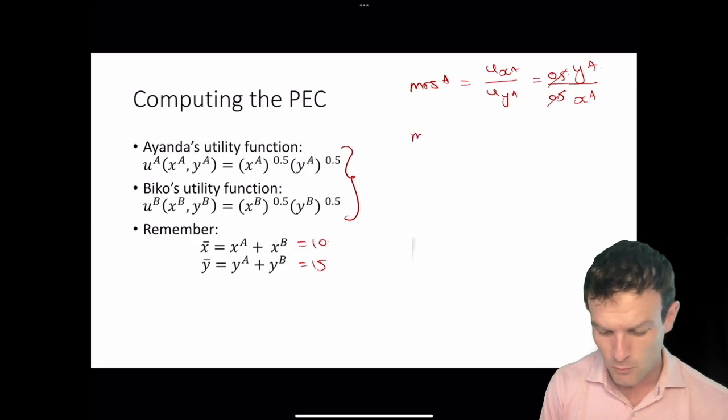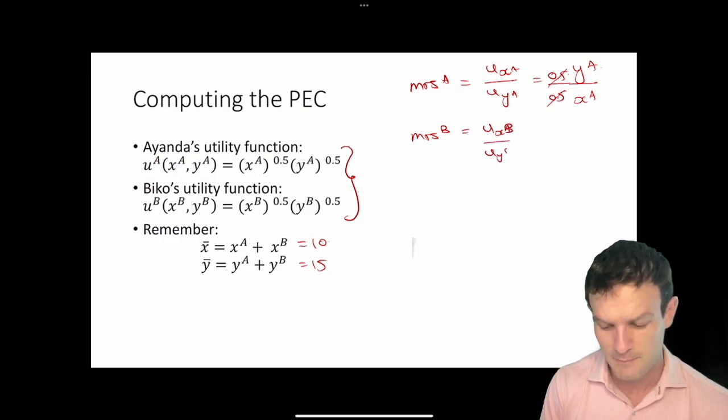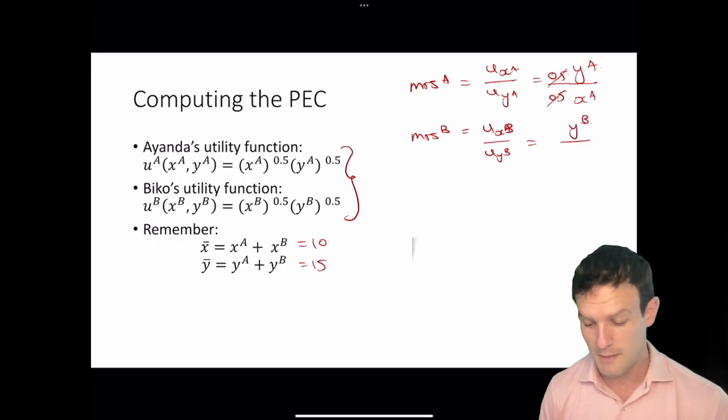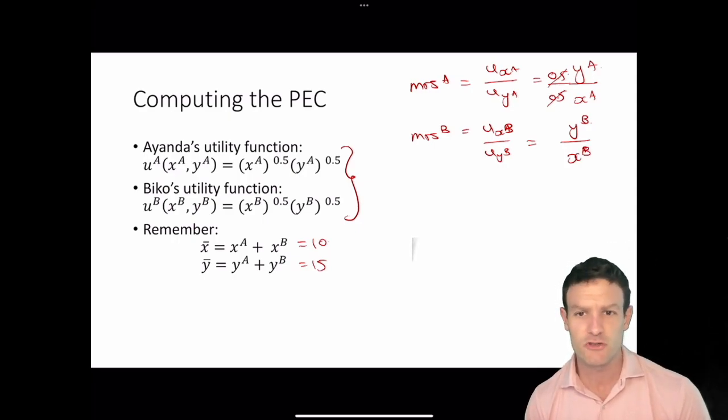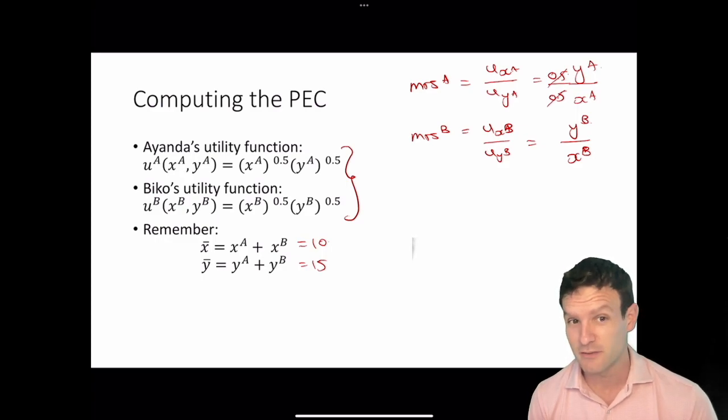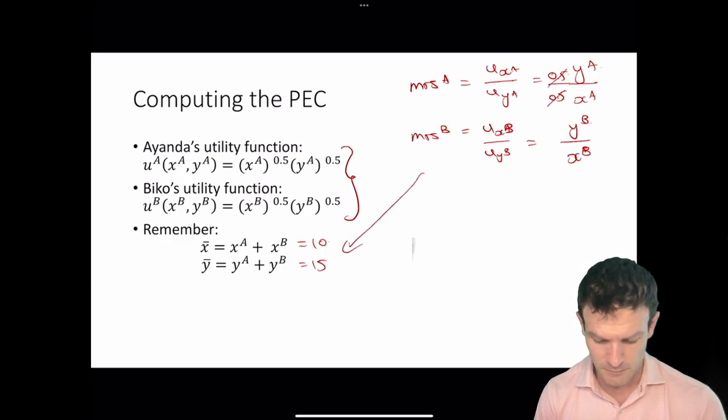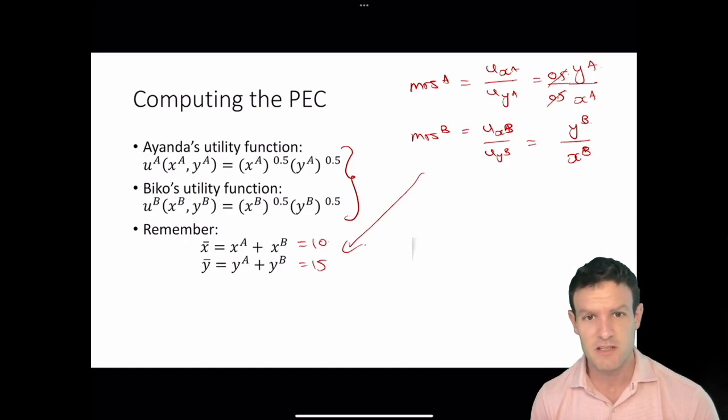Similarly for Biko, we'd have MRSB equal to the marginal utility of xb for Biko over the marginal utility of yb for Biko. That's going to be equal to the ratio of his amount of yb over his amount of xb. Now, here's where the trick is going to come in that we're going to work with. xb and yb and xa and ya, how do they relate to each other? Well, let's look down here. We've got xa plus xb equals x bar. Ya plus yb equals y bar.